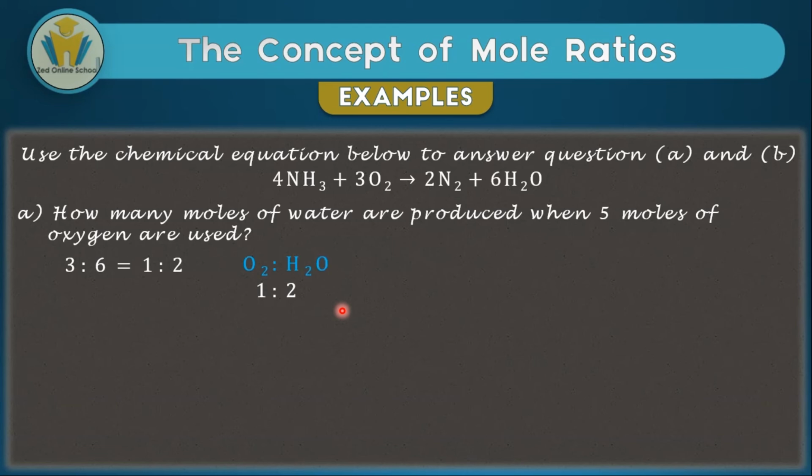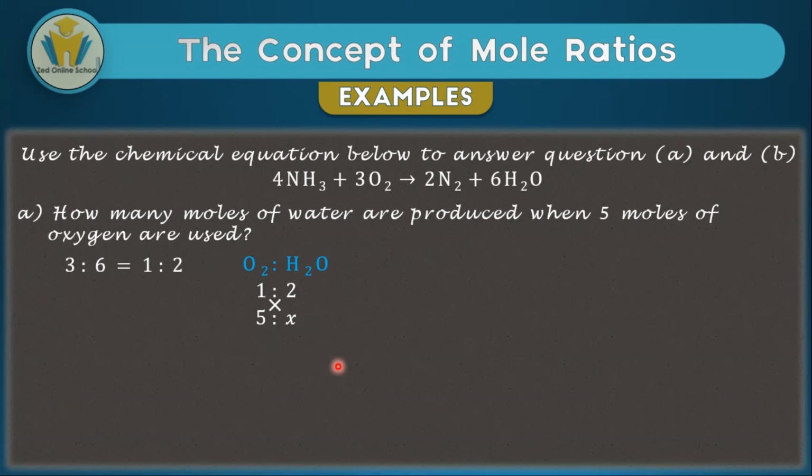Now, it's very important that above this, maybe you indicate which side is oxygen and which side is water so that you don't get the ratios confused. So in this case, we're starting with 5, so I'm going to put a 5 here and an X on the side of water because I don't know the amount of water that will be produced if I use 5 moles of oxygen.